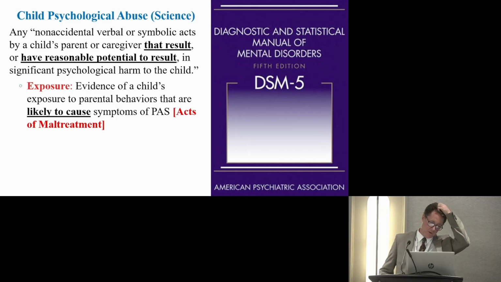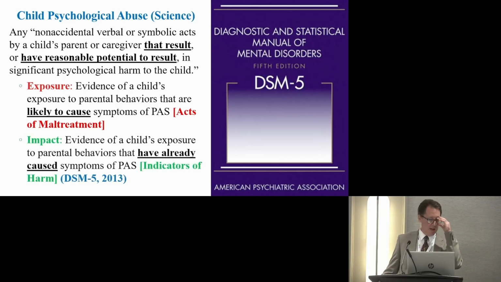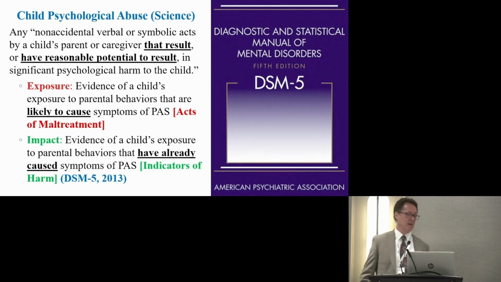So what does this mean in terms of identifying parental alienation as a form of child psychological abuse? Well, exposure. Evidence of a child's exposure to parental behaviors that are likely to cause symptoms of parental alienation syndrome, and we're talking about acts of maltreatment, is child psychological abuse. It's right there. You don't have to go any further. You can cite right to it. And then, of course, this is the either or. Impact, evidence of a child's exposure to parental behaviors that have already caused symptoms of parental alienation syndrome is child psychological abuse.